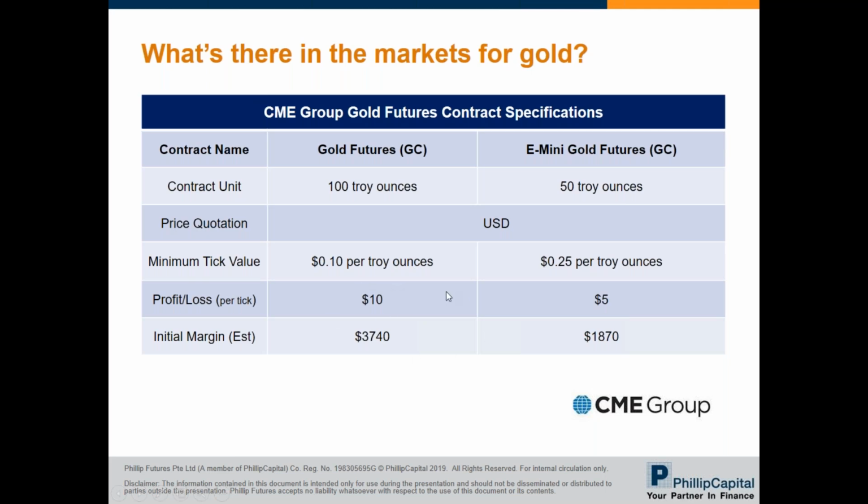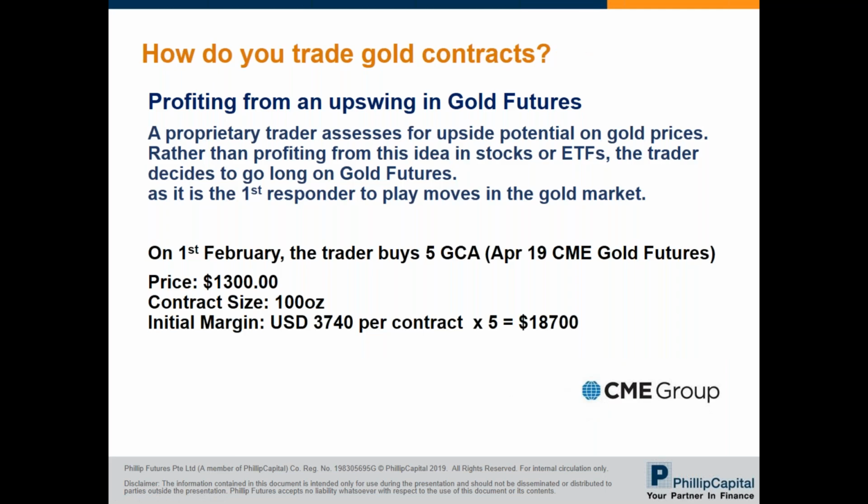For a standard contract, you need $3,740 to initiate a position, a margin, a safety buffer. And for the mini, half the size, $1,870. Both contracts are offered by CME Group on the exchange. Maybe just give me some time to share how you can trade gold contracts if you are not familiar.